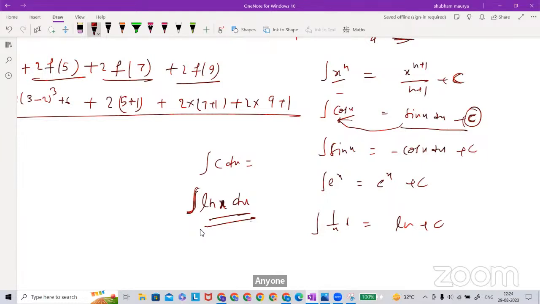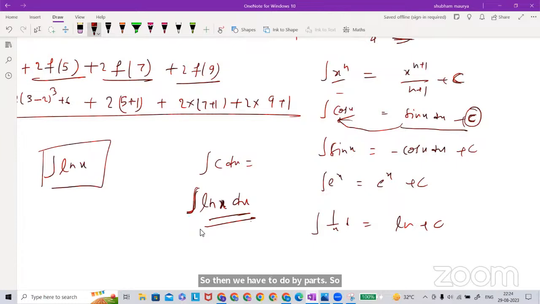Sir, which one, sir? This integration of ln x. Sir, we have to do it by parts. So then we have to do it by parts. I think that is not taught in this lecture, no? Or only just integration is given. Otherwise, there is one way to solve, no?